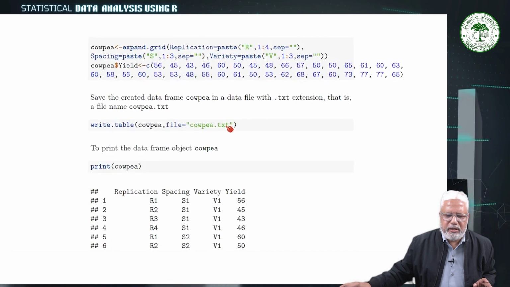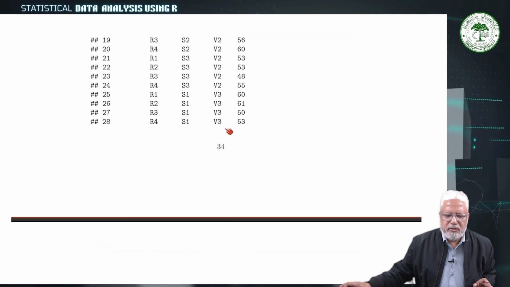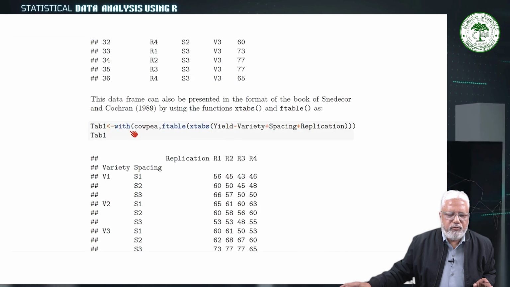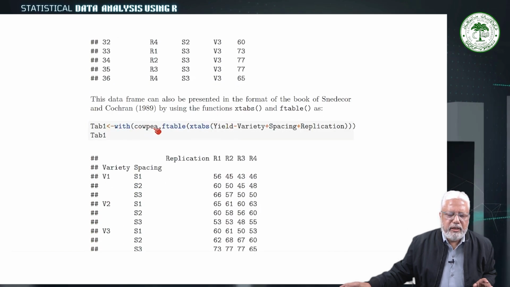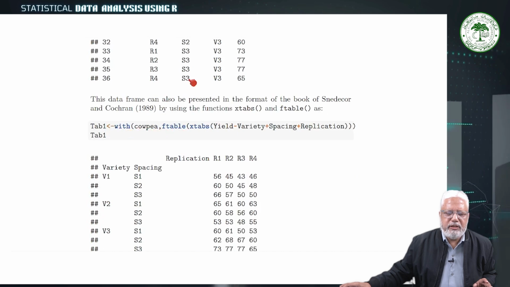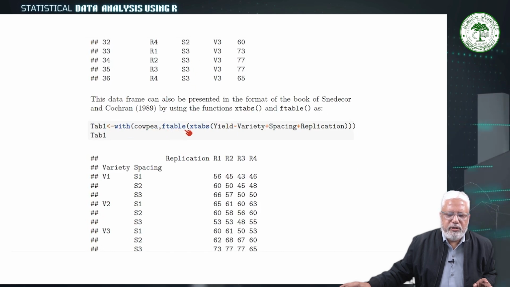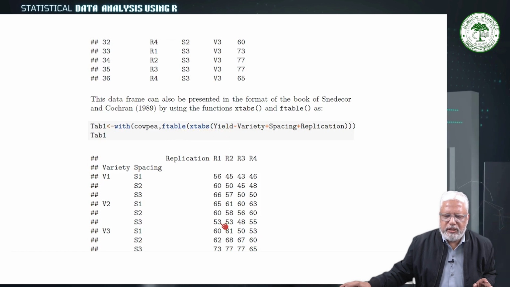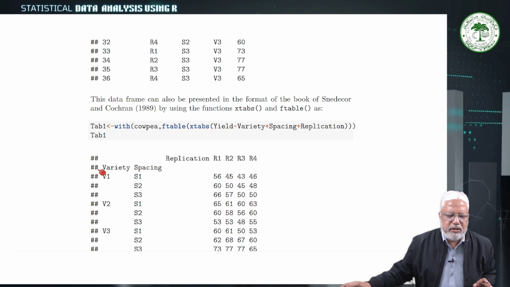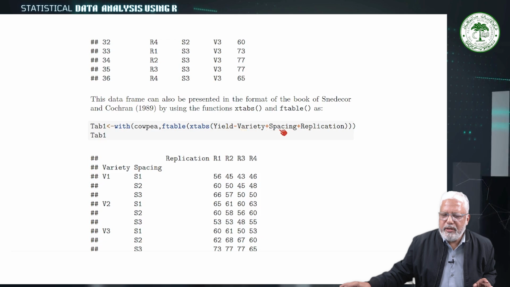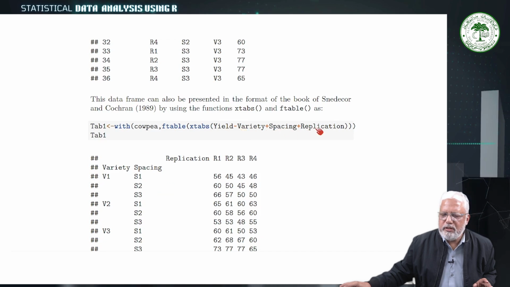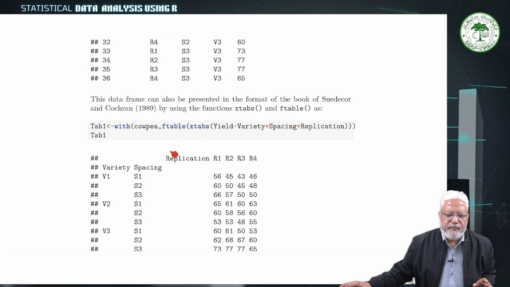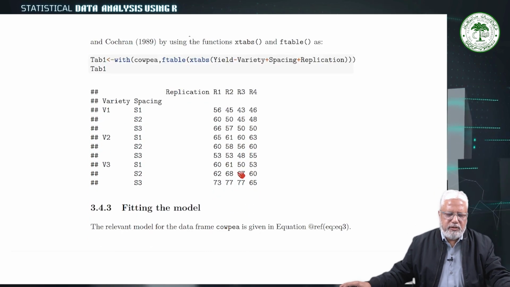Write that table, we have saved the data as .txt, and then with the copy data frame, this data frame, ftable, the flat table, xtabs, yield, this is the response variable, yield versus variety, this is the first argument, plus spacing, this is the second argument, plus replication, this is the third argument. So this ftable will generate a table like this.